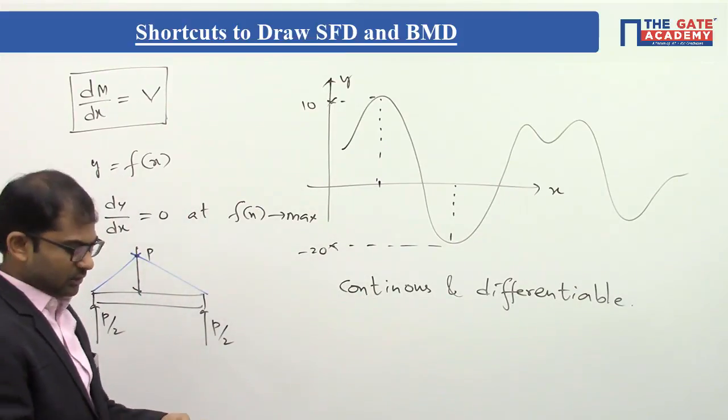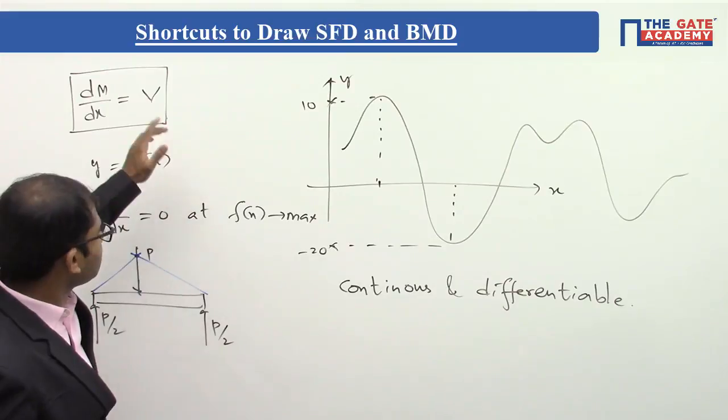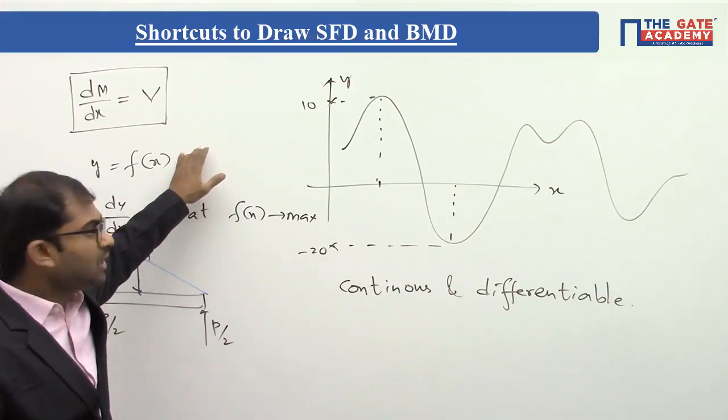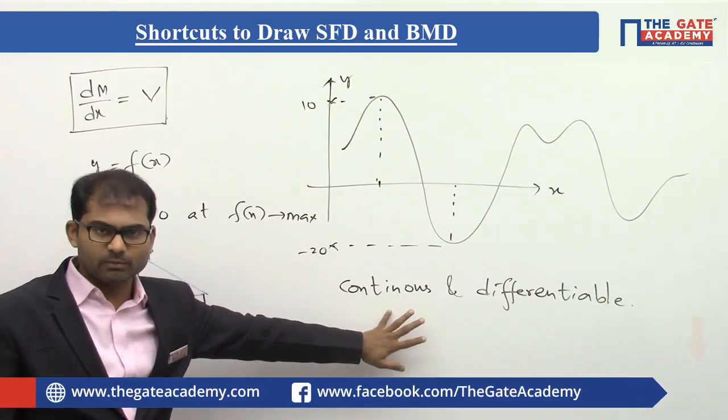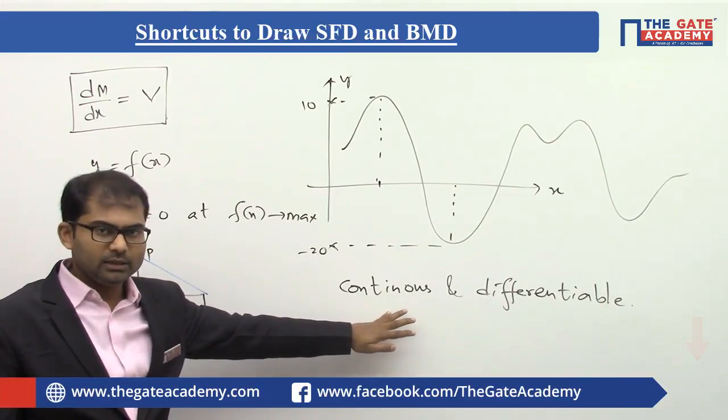So remember that if you want the location where bending moment is maximum, where shear force is equal to 0, your bending moment diagram should be continuous and differentiable. Clear? That's the one thing.